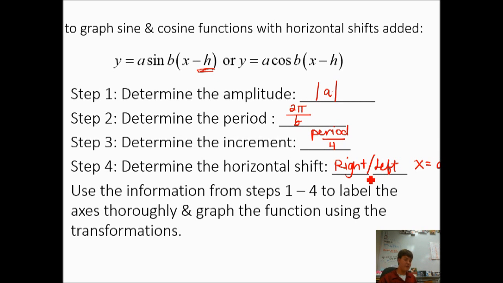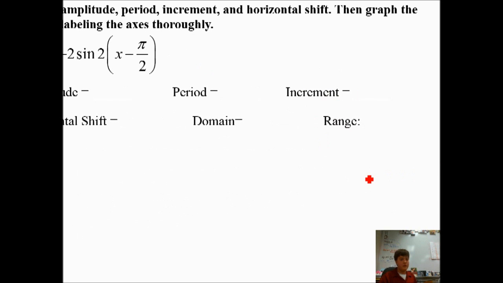So you want to use the information from steps 1 through 4 to label the axes thoroughly and graph the functions using the transformations. So now let's find the amplitude, period, increment, horizontal shift, then graph the functions labeling the axes thoroughly.